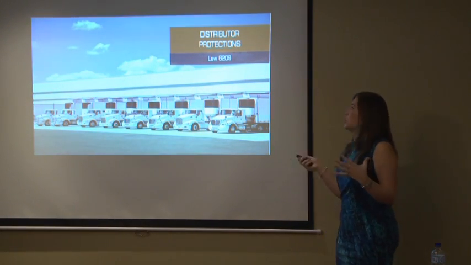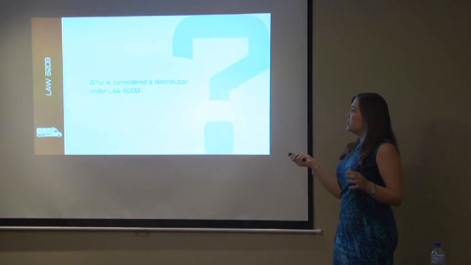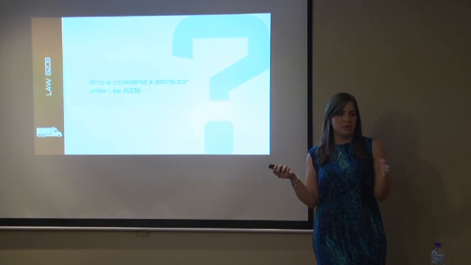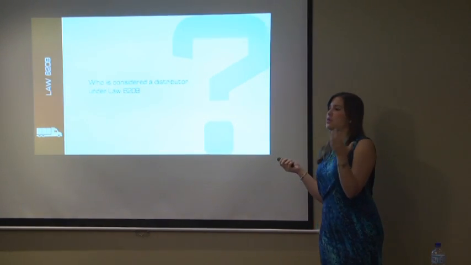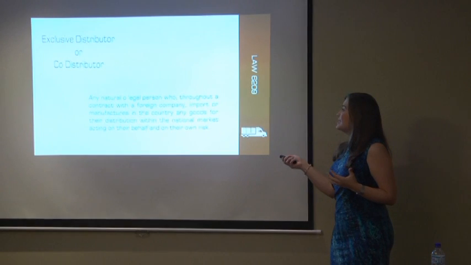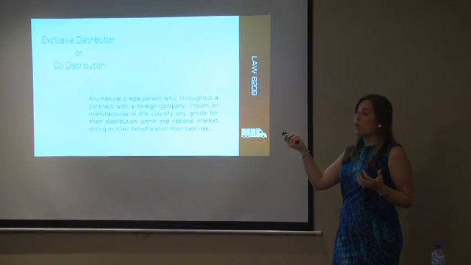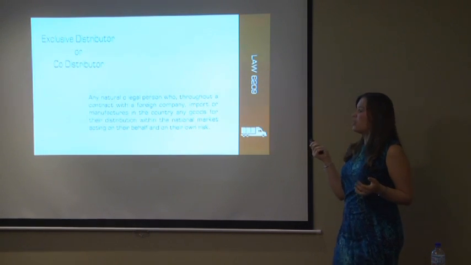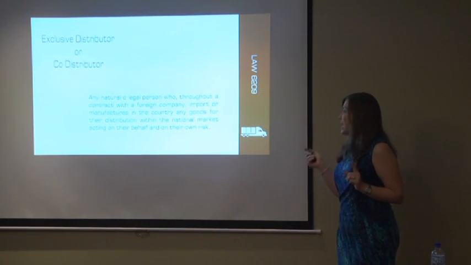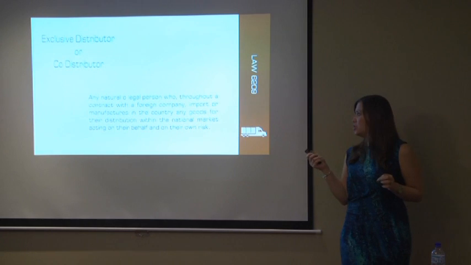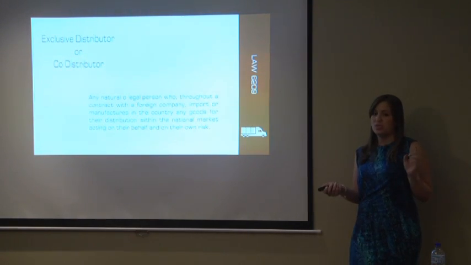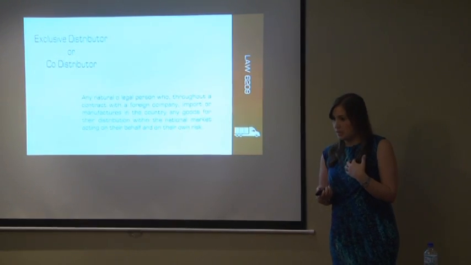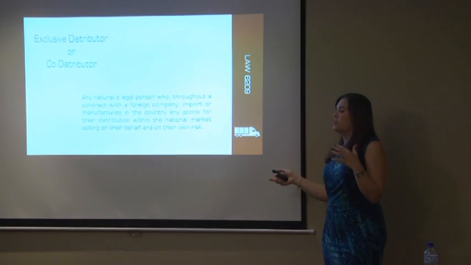Rica, a distributor. So under the law 6209, which is the law that protects distributors, agents, representatives from foreign companies, it establishes that an exclusive distributor or a co-distributor is any natural or legal person who, through a contract with a foreign company, imports or manufactures in the country any goods for their distribution within the national market, acting on their behalf and on their own risk. So this is the most important part to understand.